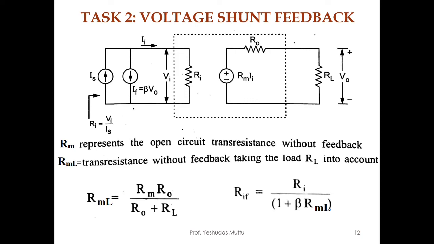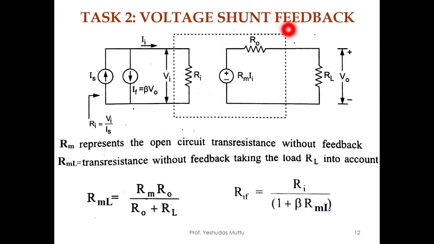The second task for you all is to consider voltage shunt feedback. I'll just explain this particular circuit. Output, input: output should be voltage, so you'll have V0 over here. Input should be in shunt, which is a current source. Now since this is a current source, feedback also will be a current source. So I have beta times output. What is output? V0. I hope this is clear.